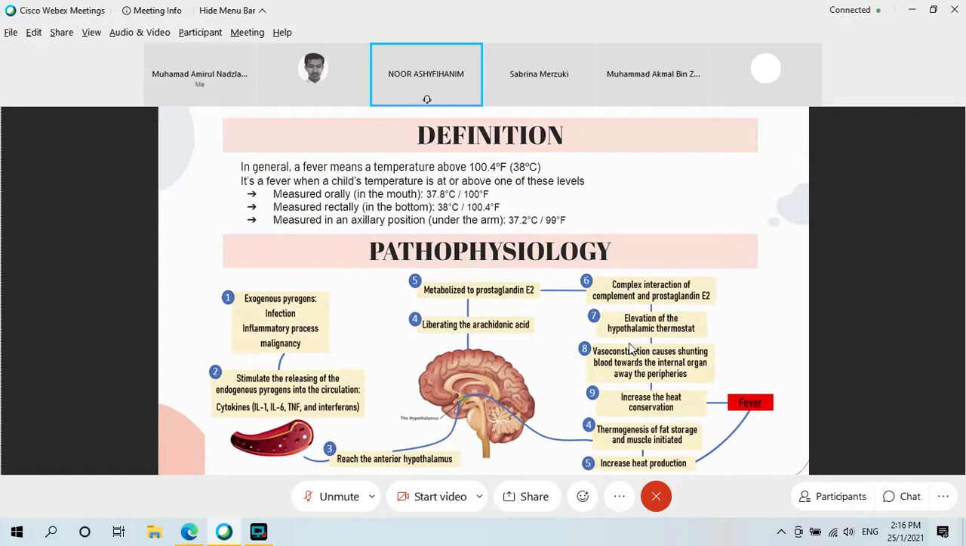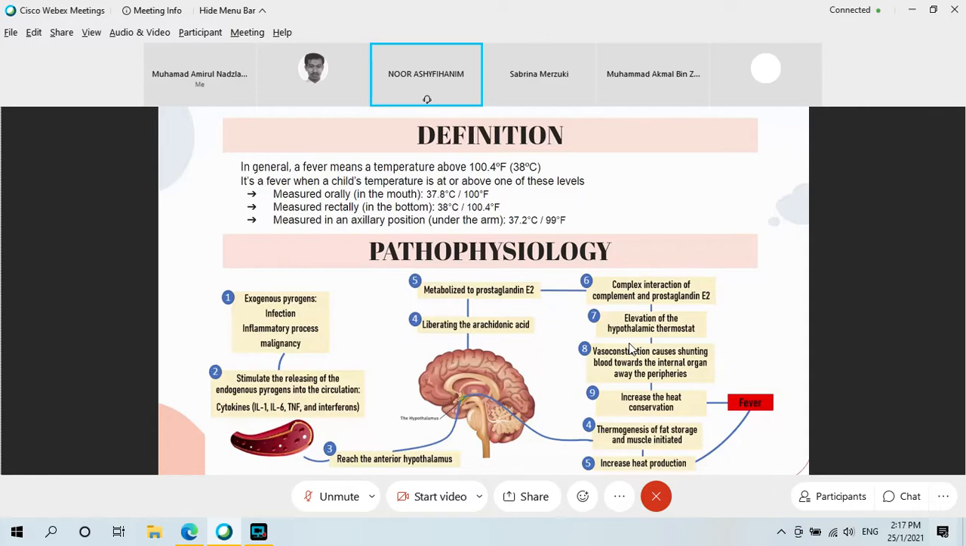However, we might get slightly different numbers depending on how we take the child's temperature. So usually the doctor will use a reliable digital thermometer to confirm a fever. It is also considered as fever when the child's temperature is at or above one of these levels.